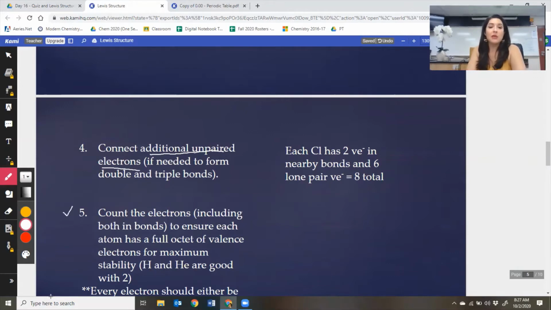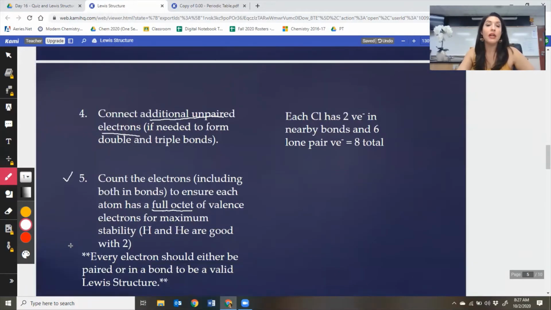Number 5 is count the number of electrons, including the ones in bonds, and try to ensure that each atom has a full octet of valence electrons for maximum stability. And don't forget to keep in mind this idea that hydrogen is stable with only 2 valence electrons. Every electron needs to either be in a pair or in a bond to be a valid Lewis structure. You don't want any lonely electrons. So let's see how close we are to the octet rule.